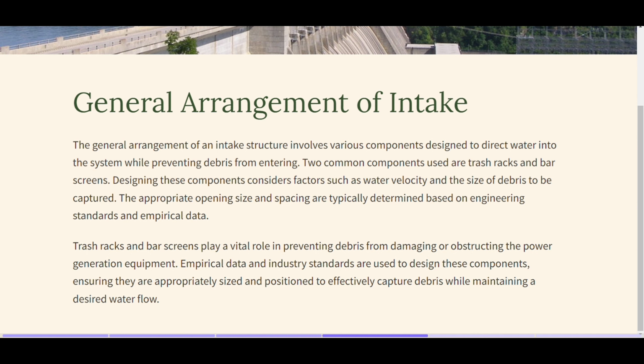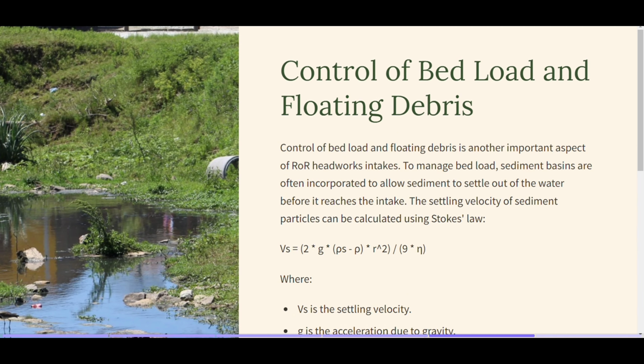Empirical data and industry standards are used to design these components, ensuring they are appropriately sized and positioned to effectively capture debris while maintaining a desired water flow. Control of bed load and floating debris. Control of bed load and floating debris is another important aspect of RoR headworks intakes.